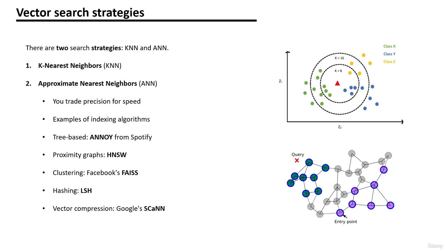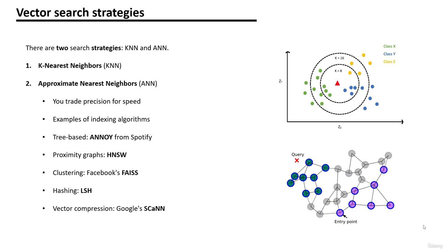Among these algorithms, tree-based methods, like Annoy by Spotify, stand out, alongside proximity graphs, clustering systems, LSH systems, and product quantization systems spearheaded by Faiss, developed by Facebook. Hashing and vector compression also play significant roles, with the ScaNN algorithm developed by Google leading in vector compression. In summary, we have two distinct search strategies: nearest neighbor search and approximate search. The former is more accurate, and the latter is faster, albeit less accurate.